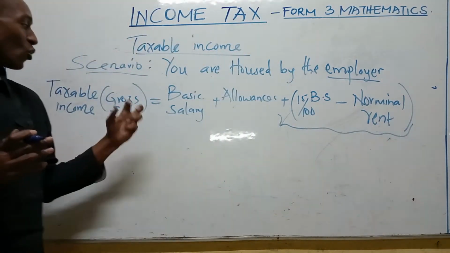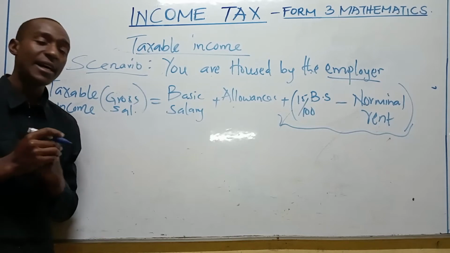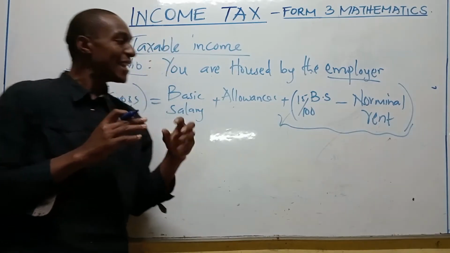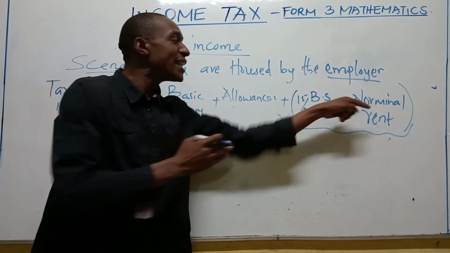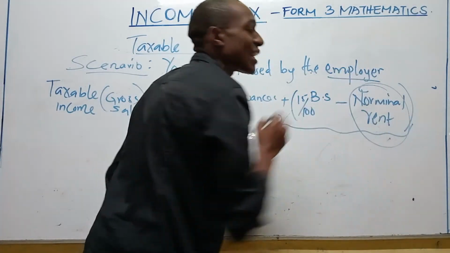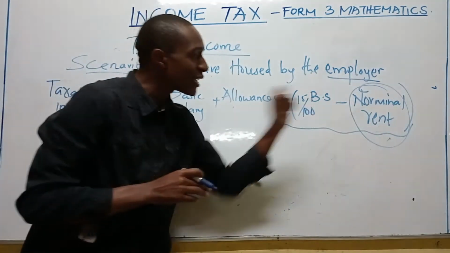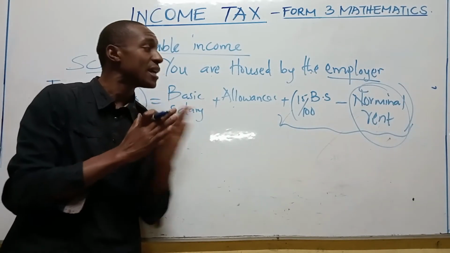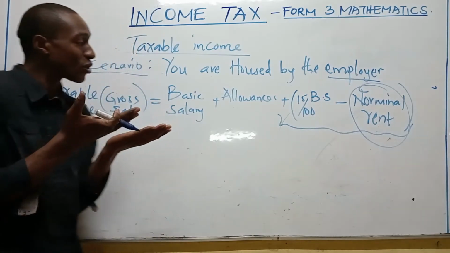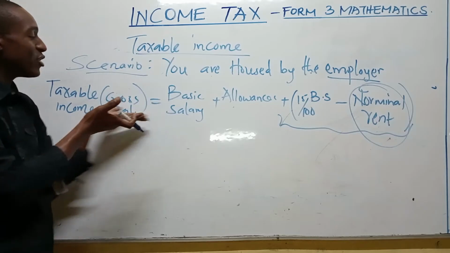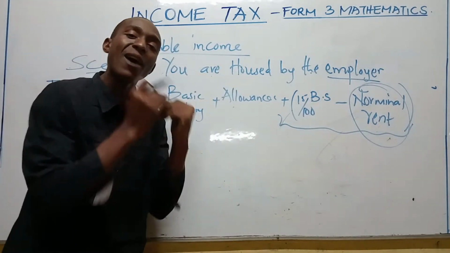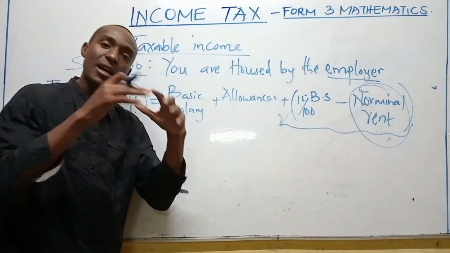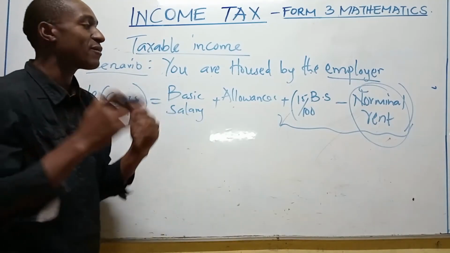This shows us that when you are housed or given a house by your employer, you are added some money, which is 15% of the basic salary, to the taxable income, and then nominal rent is deducted or subtracted from the total. I think nominal rent is going to help in maintenance of the house and maybe pay some bills, maybe electricity, so nominal rent has to be deducted. That means most likely the amount of money you earn when you're being housed is slightly higher. However, you will be deducted nominal rent to cater for the development of that house and also maybe making it better for you to stay in it.